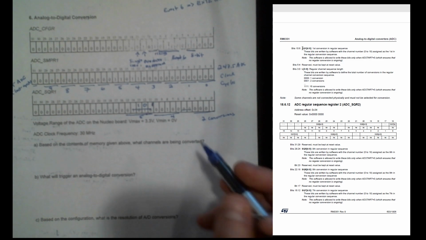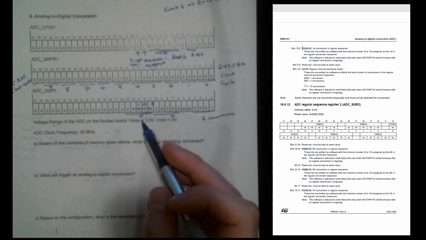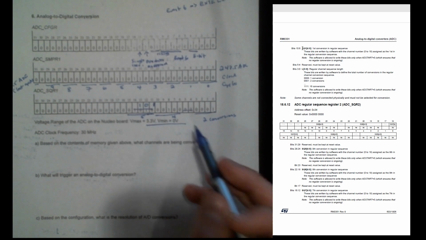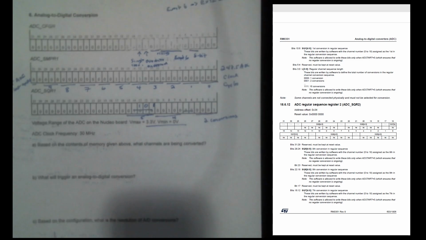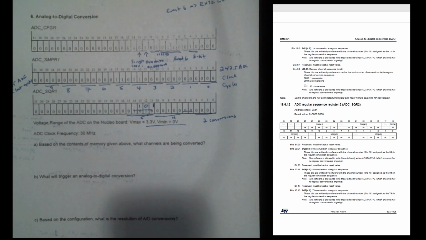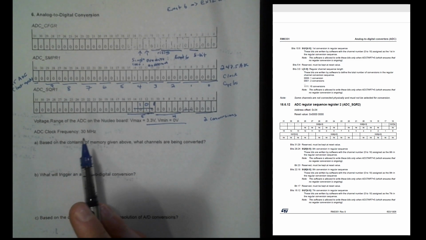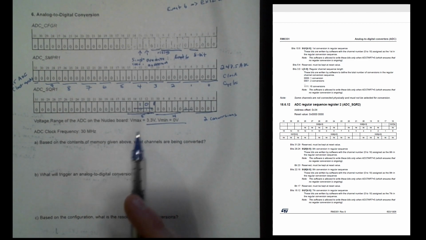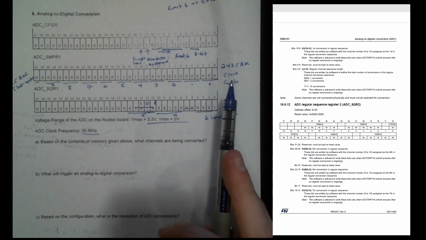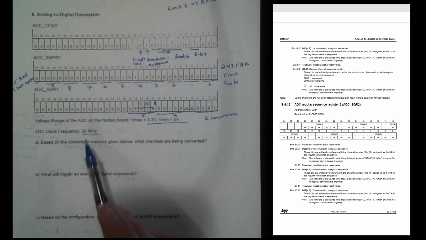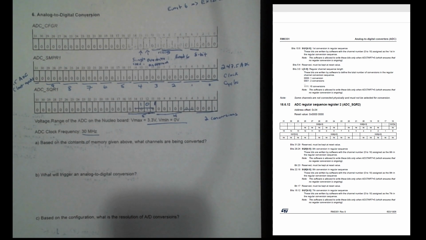Let's go ahead and circle some of the rest of this information. So we've got the voltage range on the Nucleo board. We've got Vmax is 3.3, Vmin is 0.0 volts. Just give me 1 second here. I'm also getting a little bit of blurriness, so I'm going to try to focus in a little better on the page. That's a little better. So we've got our voltage max and voltage min that we may need later, and we've got our ADC clock frequency. So when we say 247.5 ADC clock cycles, that's going to affect what we have here for that 30 megahertz.